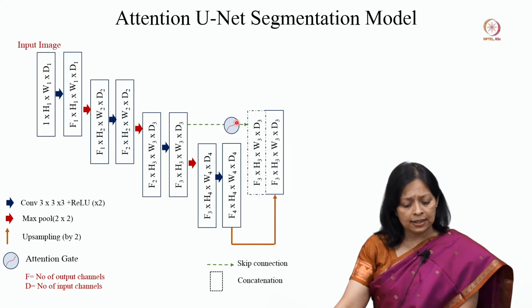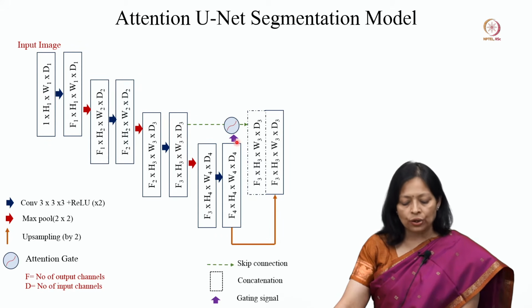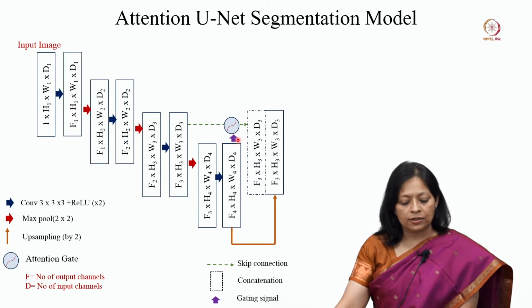So the attention gate is here, and if we see, the attention gate gets 2 inputs. One is from the encoder, the green dashed line, and another one comes from the decoder, which is called the gating signal. Okay, so the attention gate gets 2 inputs. One is from the encoder layer, and another is from the deep regions of the decoder, and it is called the gating signal.